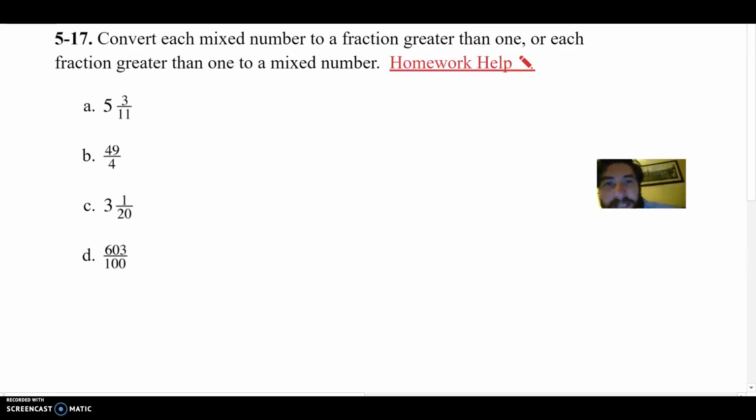All right, here's the last video for tonight. It's about converting mixed numbers to fractions greater than 1 and vice versa. Here is just how to do it.